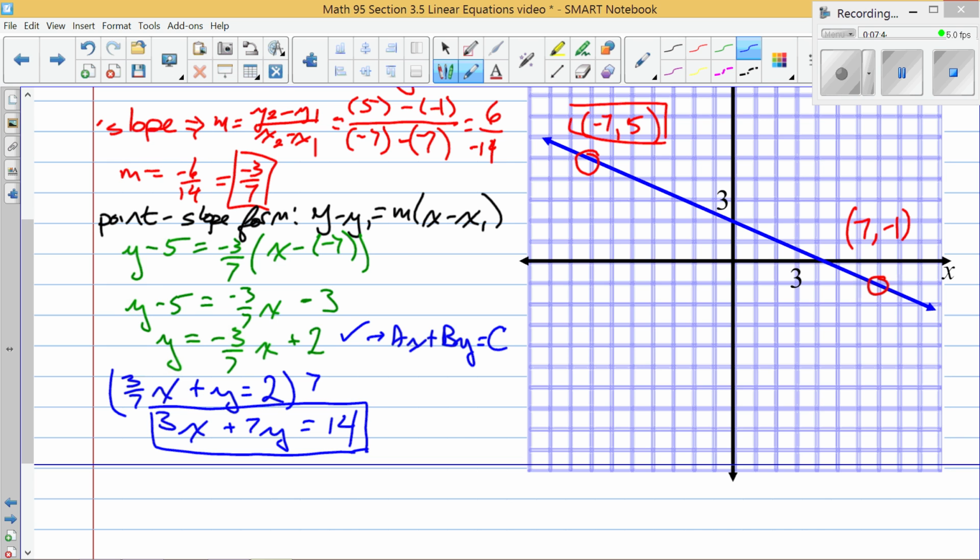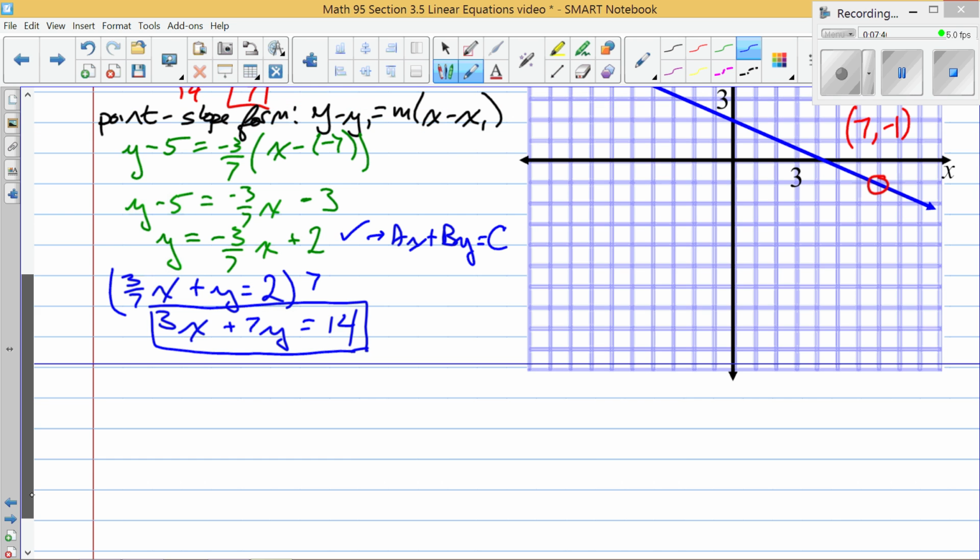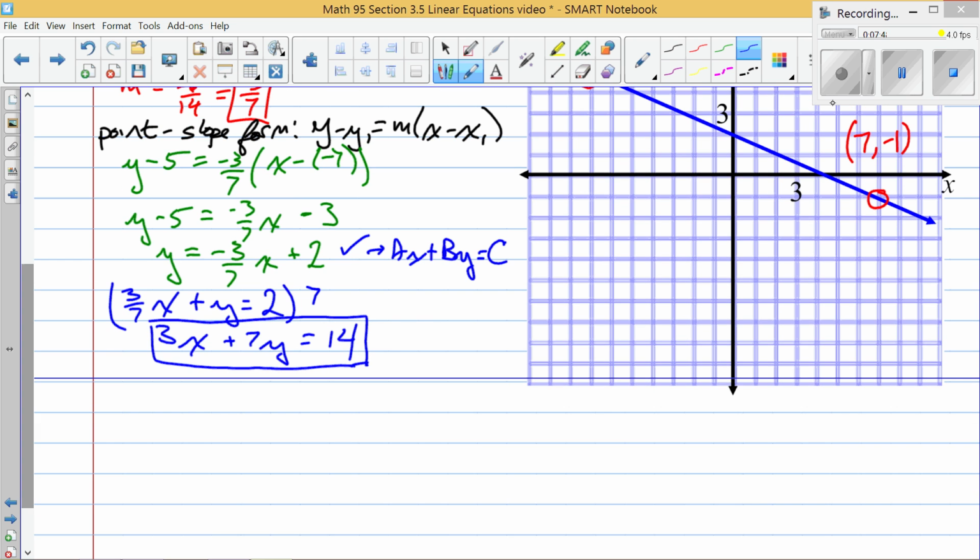Now I could check this, and I should. And I'm going to check it by plugging my other ordered pair into this equation to make sure it's still true. So let's just check it really quick, and I'll do that in a different color. 3 times 7 plus 7 times negative 1, that looks like a 7, should equal 14. We get 21 minus 7 equals 14, and that's true. We like checking because it doesn't take very long and it tells us we're right. So make sure you're doing that often.